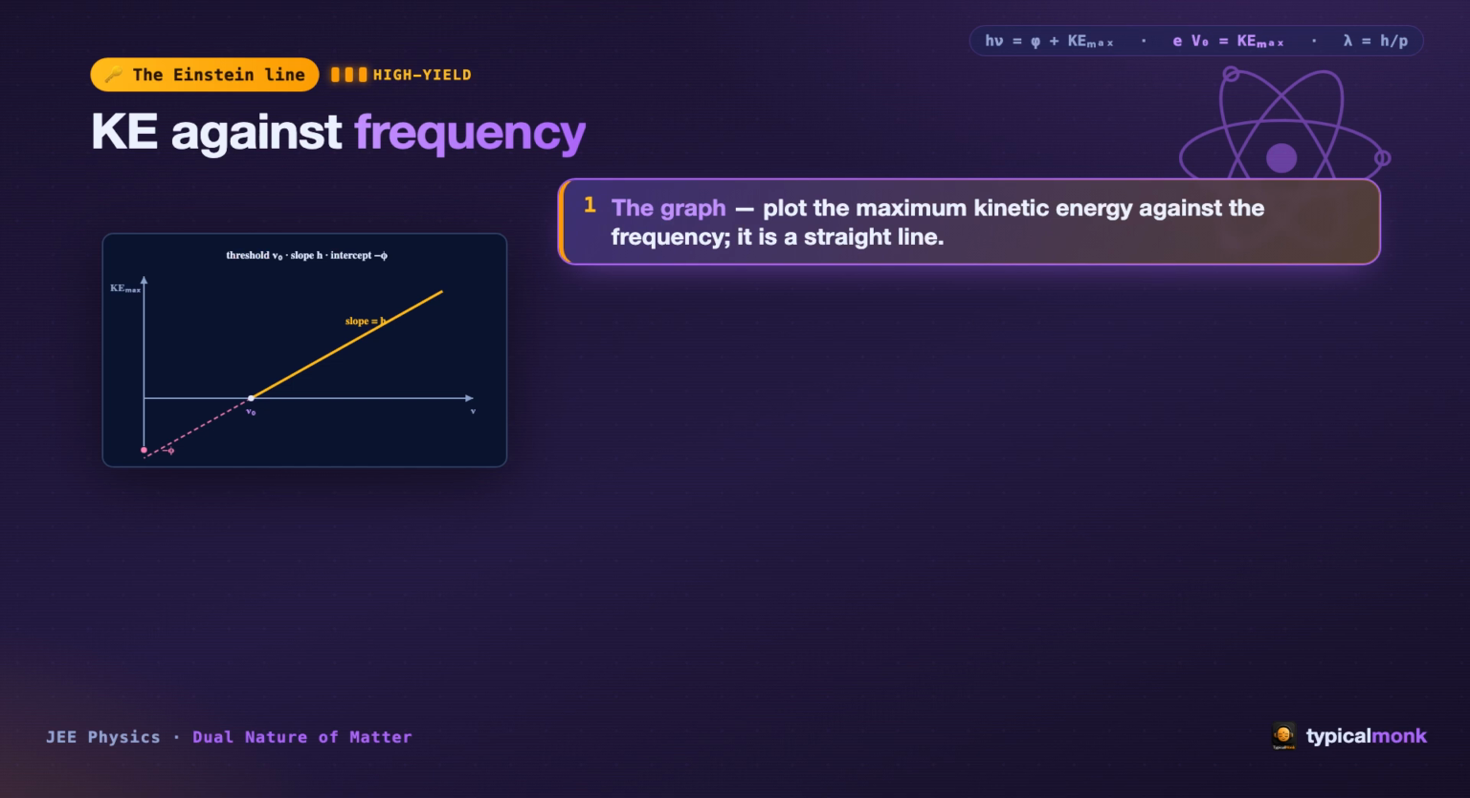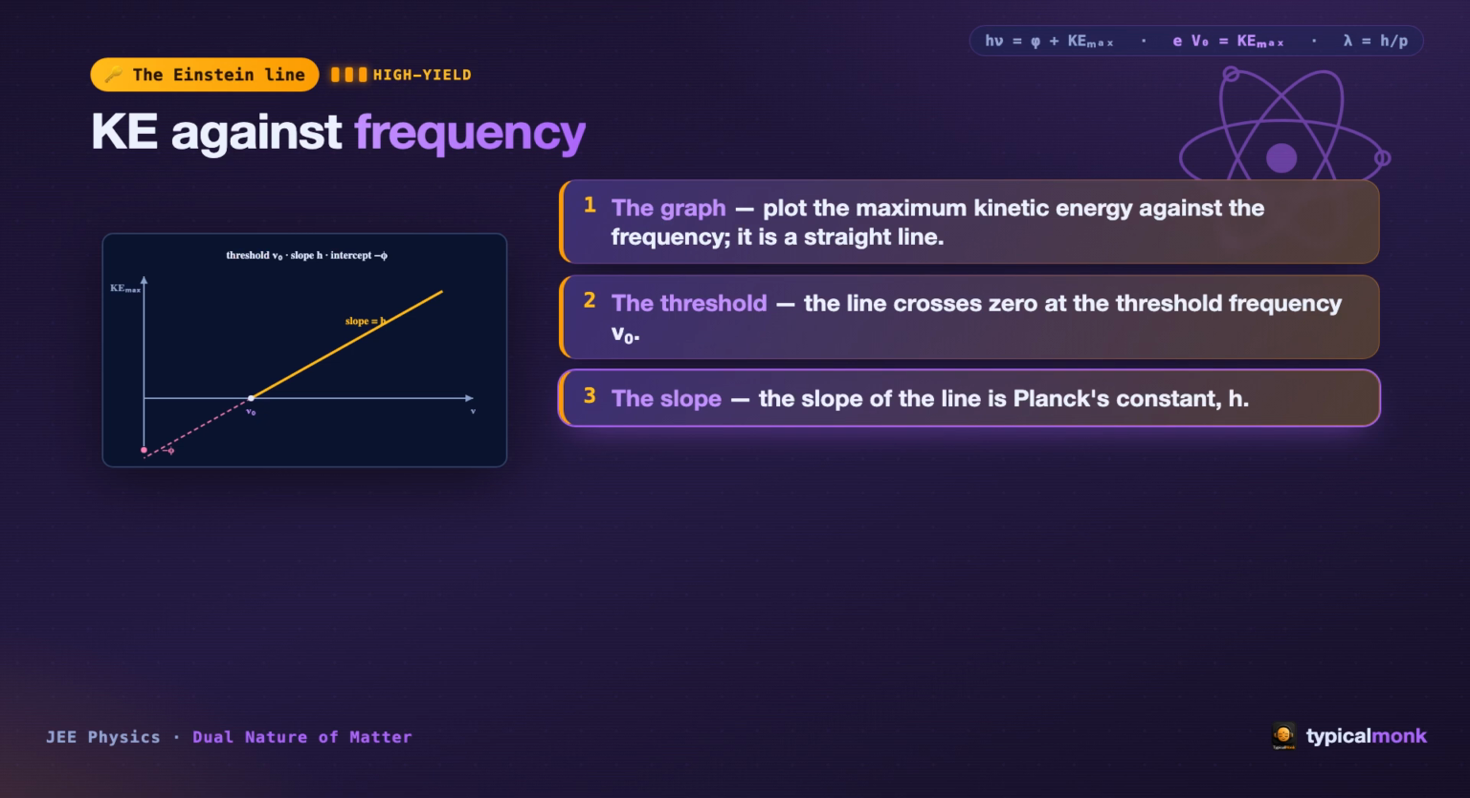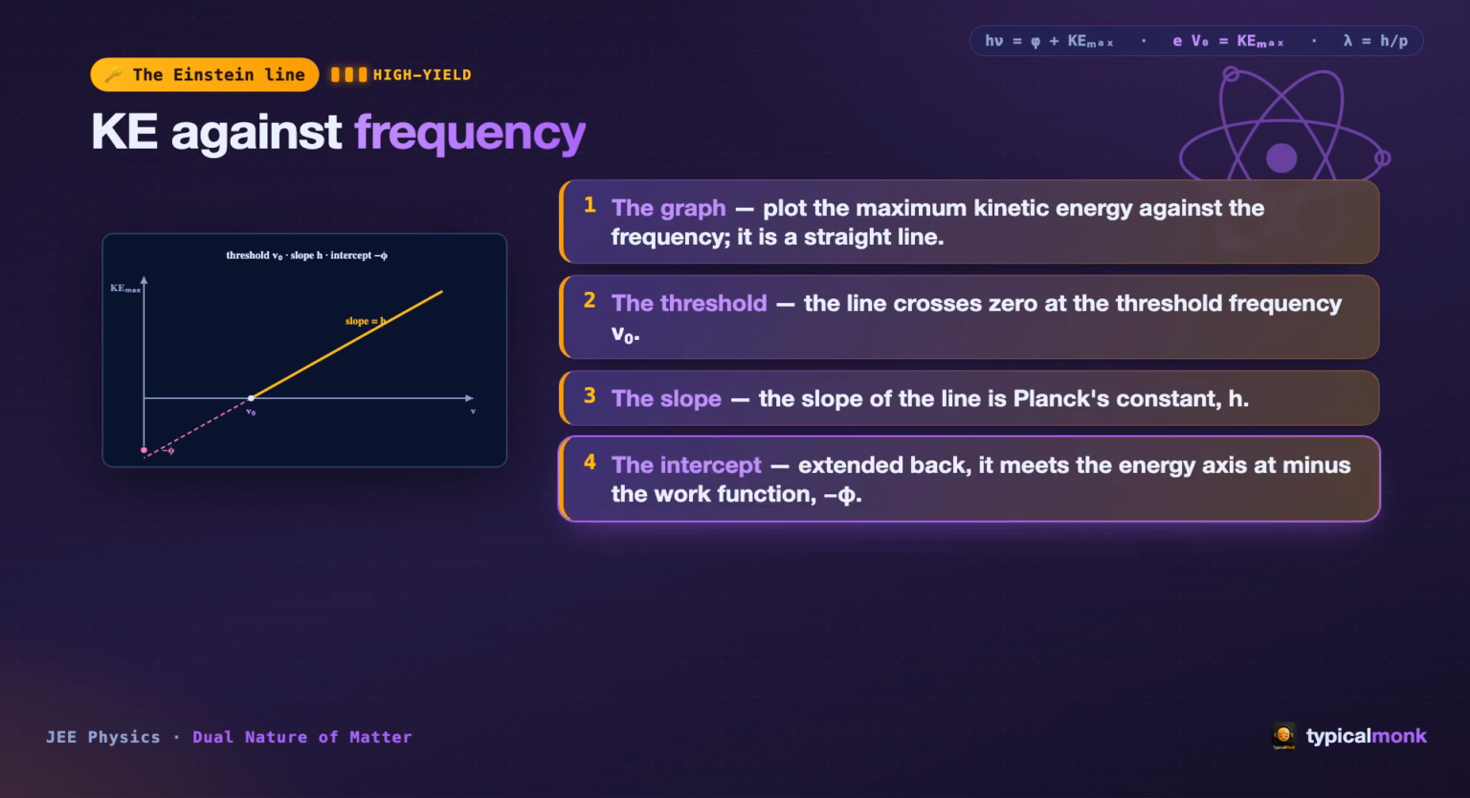Now look at the picture, the graph of kinetic energy against frequency. The graph plots the maximum kinetic energy against the frequency. It is a straight line. The threshold: the line crosses zero at the threshold frequency, nu naught. The slope of the line is Planck's constant, h. The intercept: extended back, the line meets the energy axis at minus the work function, minus phi.